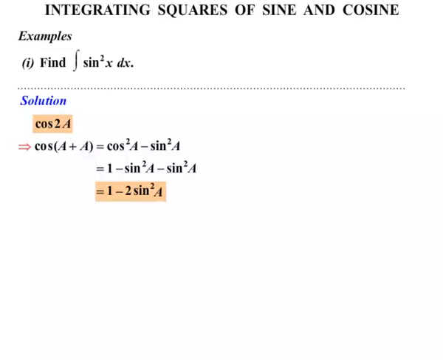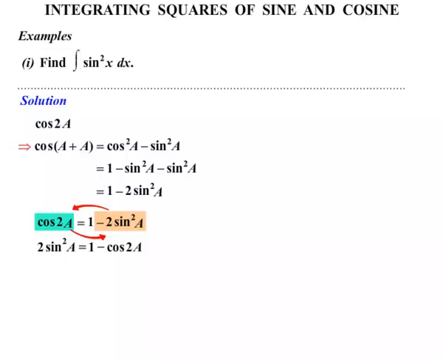I need to get the sine squared by itself. So let's just write that down for a moment. Now, the minus 2 sine squared a, bring that to the other side, becomes positive. And we're going to take the cos 2a over and bring that to the other side, becomes minus. We end up getting that 2 sine squared a equals 1 minus cos 2a. At this point, let's divide everything by 2, so we get that sine squared a equals 1/2 of 1 minus cos 2a.